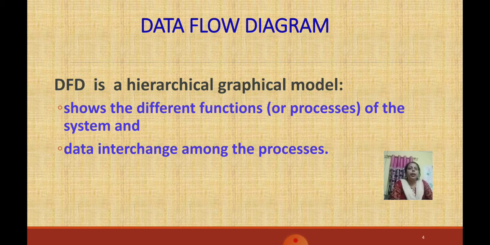DFD is a hierarchical graphical model that shows the different functions or processes of the system and data interchange among the processes. It shows the different functions of a system and the data that are coming to the functions and the output of the functions. So it shows the data interchange among different functions, what are the input data and what are the output data, which can be easily understood through DFD.